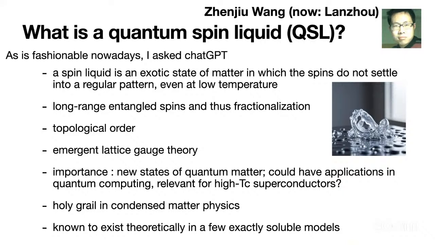But note that we do know that quantum spin liquids exist theoretically in a few exactly soluble models. And then I asked one of those new AI generators to make a picture of a quantum spin liquid, because I've never seen one, and that's what it came up with. And so what it is, I don't know, but that's it.